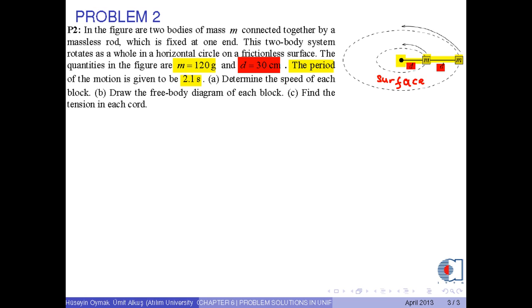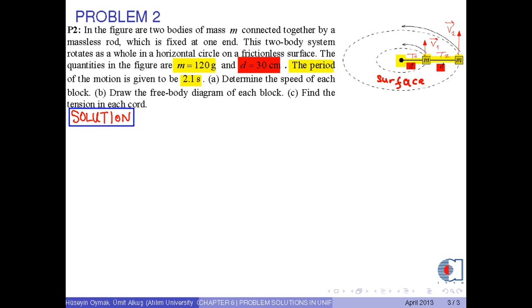We are asked to determine the speed of each block in part A, to draw the free body diagram of each block in part B, and to find the tension in each cord in part C. Okay, let's answer the questions.